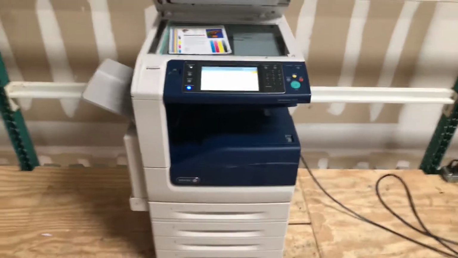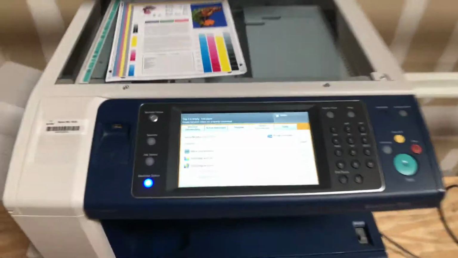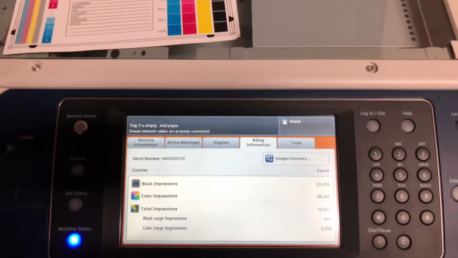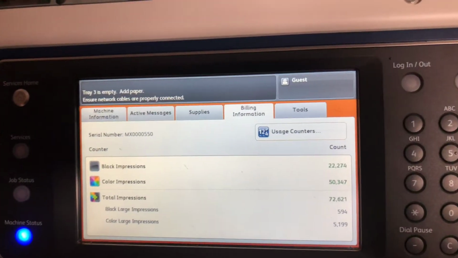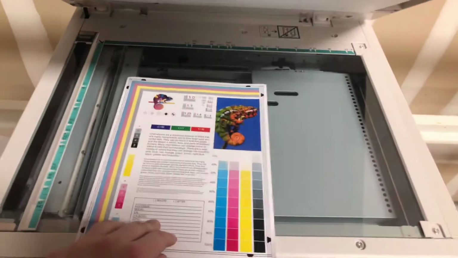This machine is a Xerox WorkCentre 7835i. It's a 35 page per minute multifunction color copier with network printer, network scanner. It also has fax. It has 5 paper trays, 4 in the front plus the bypass on the left. And comes to us with 22,000 total black and white copies and 50,000 total color copies.